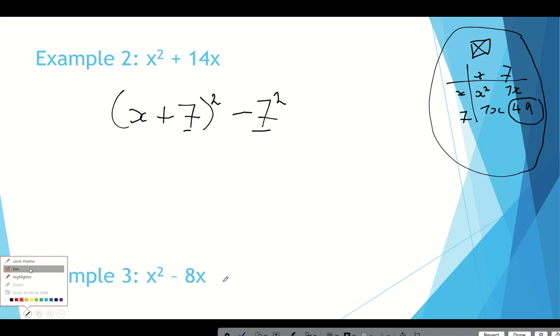Last but not least, can you have a go at example 3? And when you're finished, I will put some questions on the board.